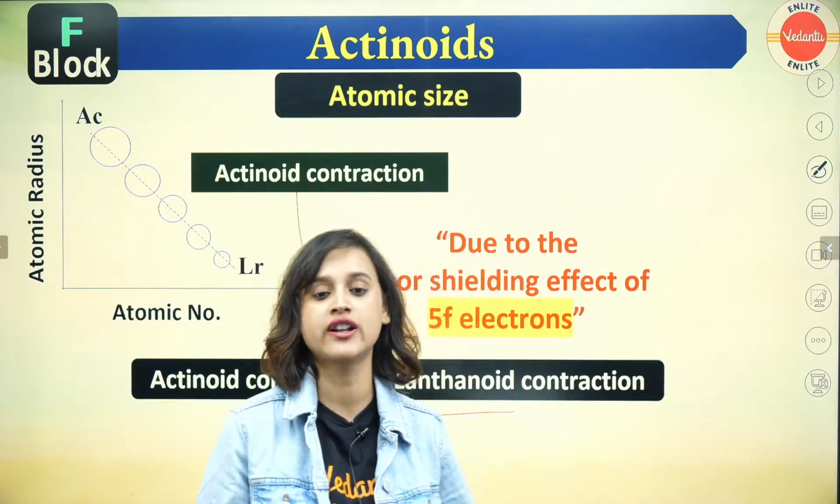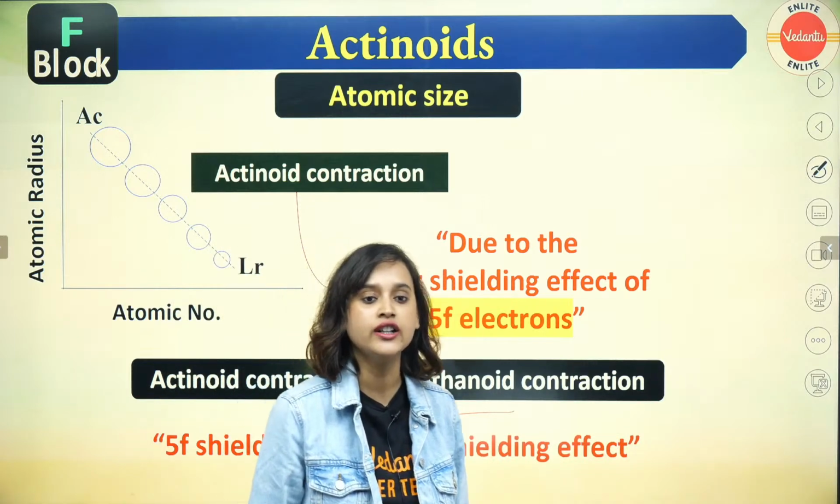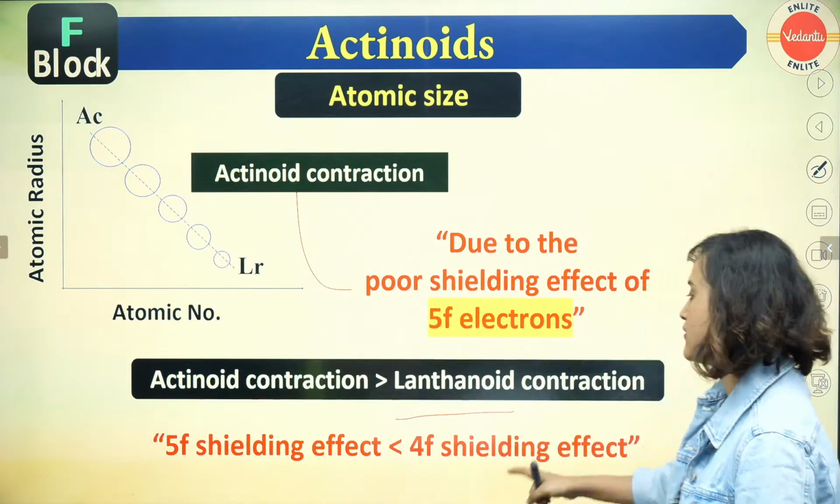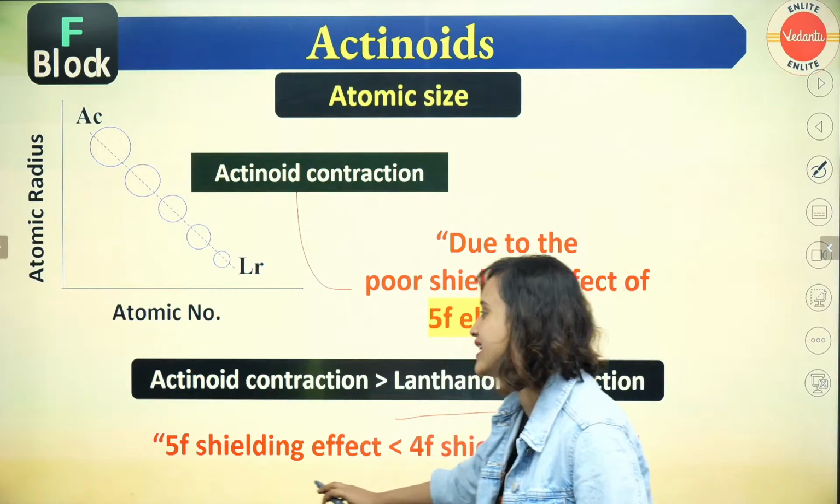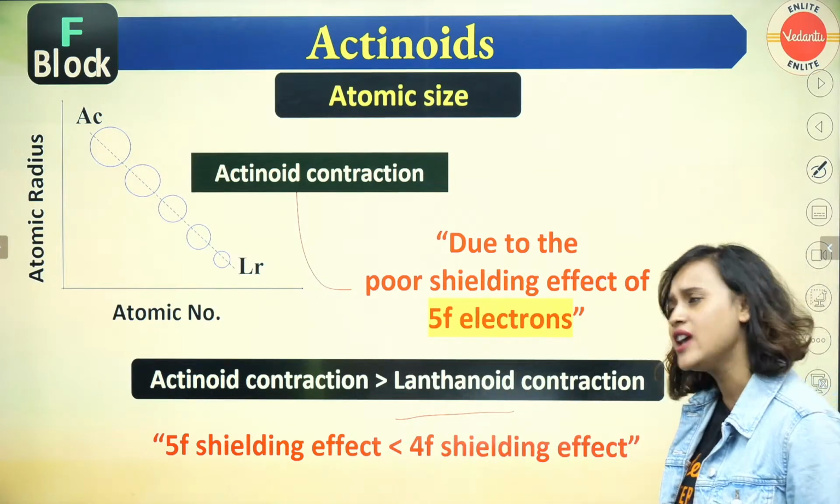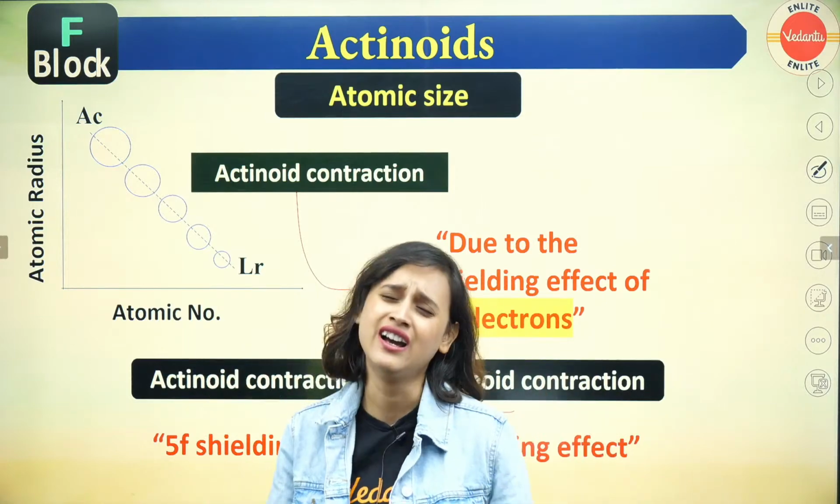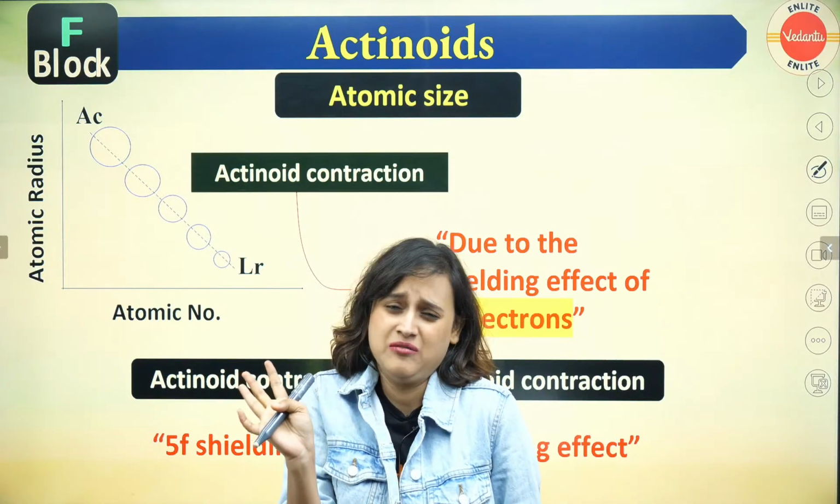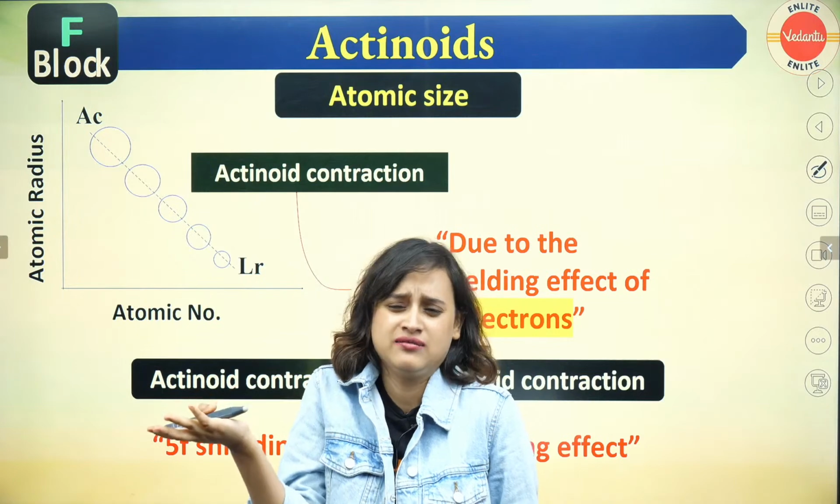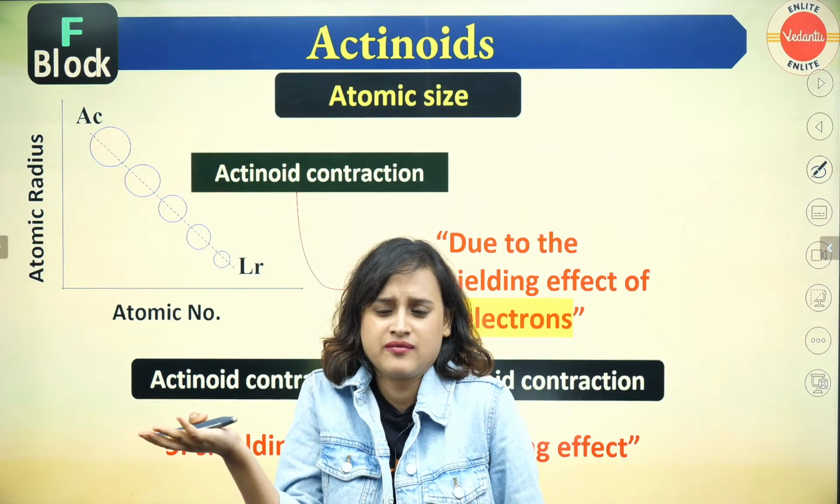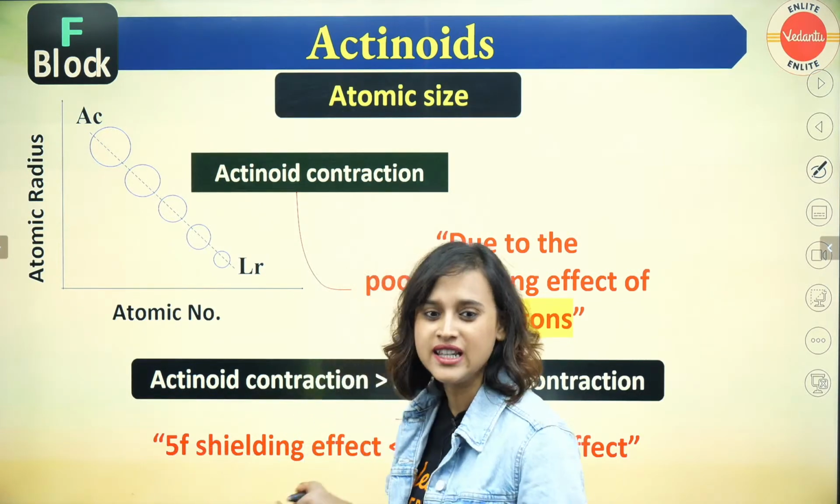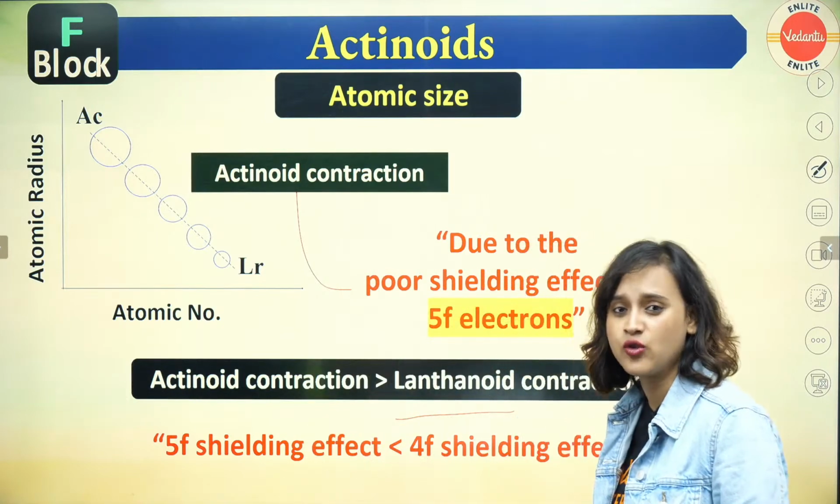Okay, so actinoid contraction is bigger than lanthanoid contraction because 5F shielding is even poorer than 4F shielding. 5F electrons are like, they are all chill. They're like, do whatever you want, I don't care about shielding anymore. You see the electron, great, pull it. What do I care? That's what they do. So it is even lesser than the 4F shielding effect.